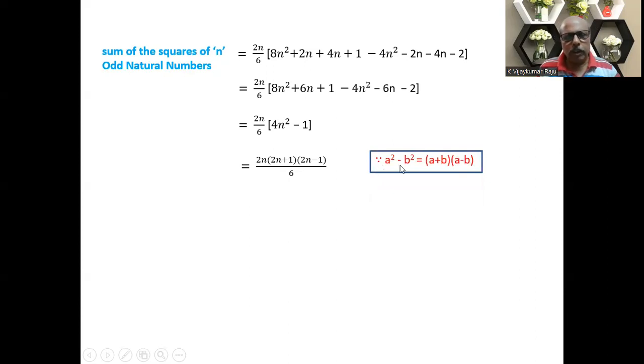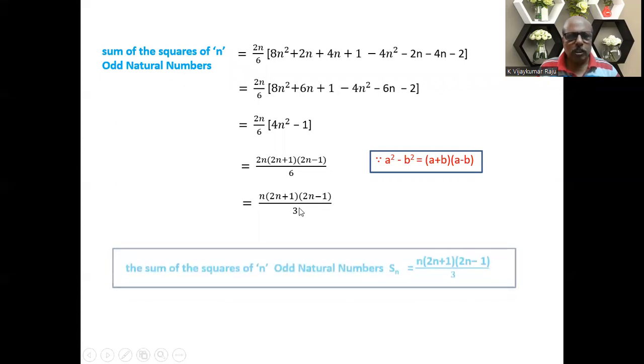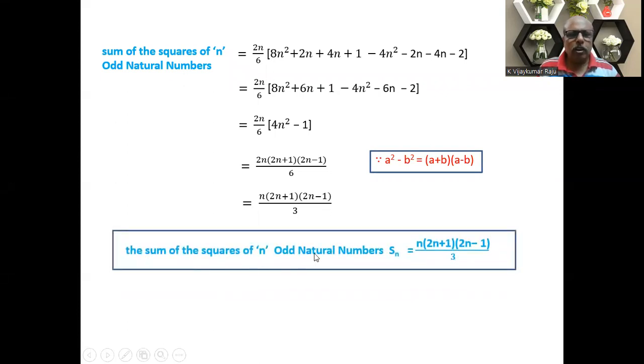The identity we are using is a square minus b square is equal to a plus b, a minus b. This is the identity which we have used here, because 4n square could be written as 2n whole square and 1 can be written as 1 square. So this is your result. Here you have 2 and here 6, and I can cut it by 2: 2 ones are 2, 2 threes are 6. So I will be getting n, 2n plus 1, 2n minus 1 upon 3. So the sum of the squares of n odd natural numbers is n, 2n plus 1, 2n minus 1 upon 3.